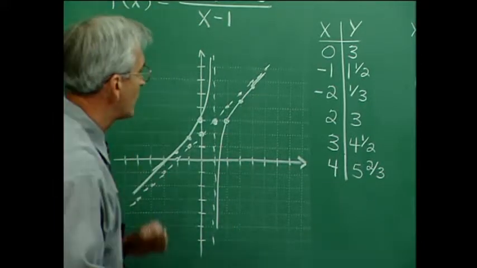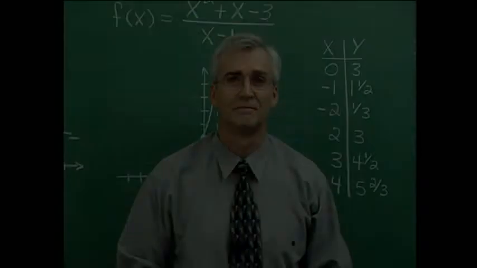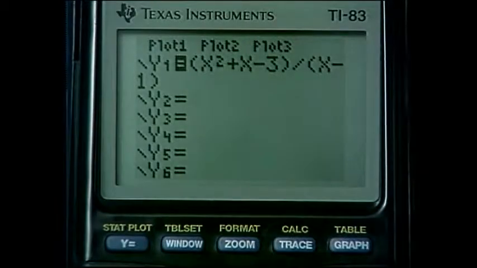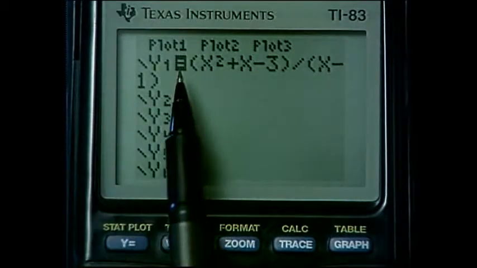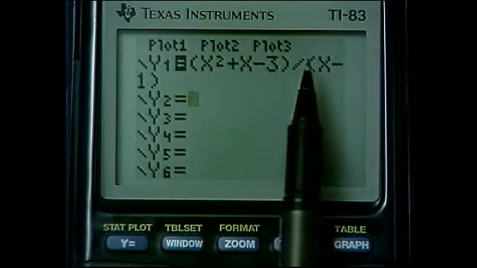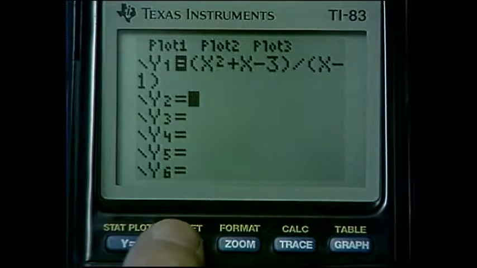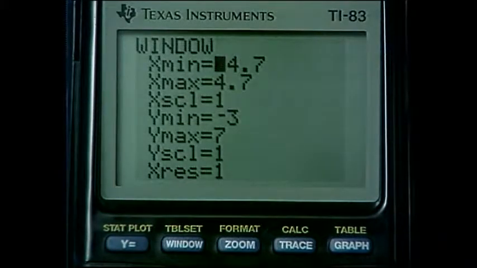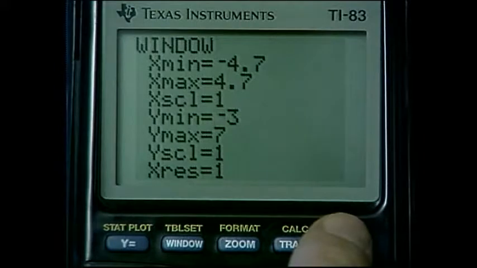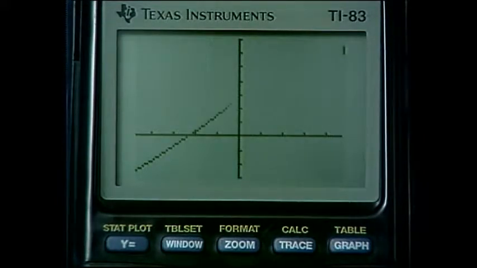Let's take a look at this one on the calculator. I've already entered the function, and notice that I have contained the numerator within parentheses and the denominator within parentheses. And I've also made window settings that are a little bit creative. The x minimum and maximum are at the friendly settings, but for y minimum I set negative 3 and y max 7, so that the graph has more of the appearance that we might expect from what we saw on the board earlier.